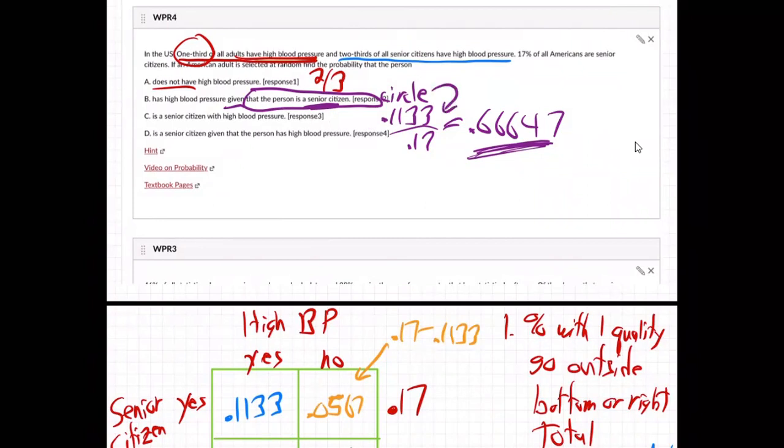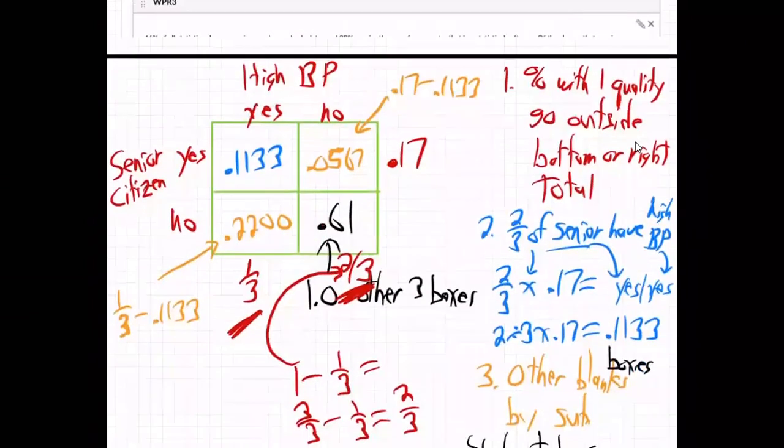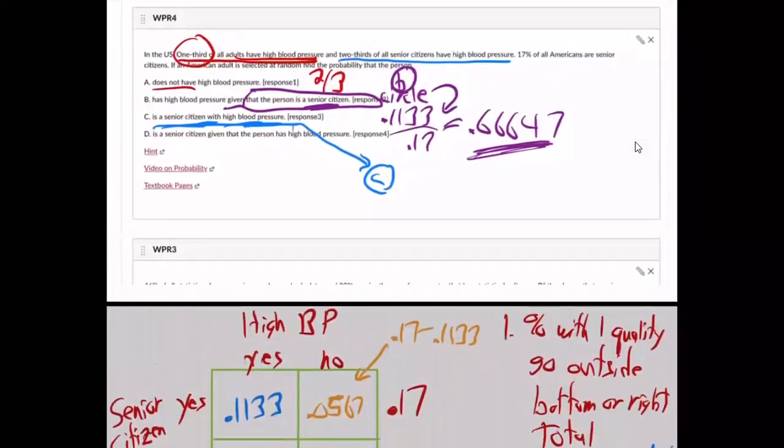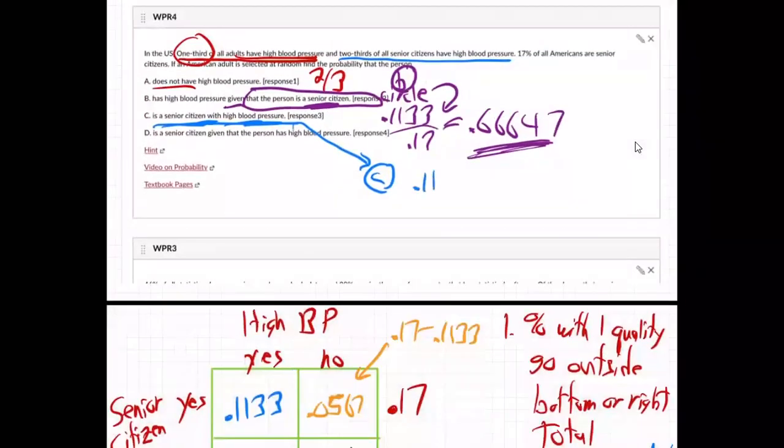Okay, now we're on C. Is a senior citizen with high blood pressure? This is part C here. This was part B up here. So is a senior citizen with high blood pressure? Senior citizen, so with high blood pressure. That's the 0.1133 there. Yes to senior citizen, yes to high blood pressure. 0.1133, that's just straight. That's not as hard as the last one, which was a given. Given, we had to circle just that section and figure that out.